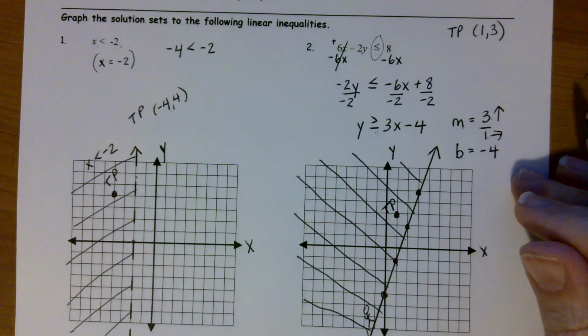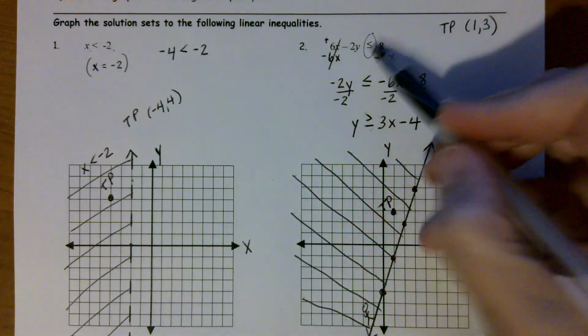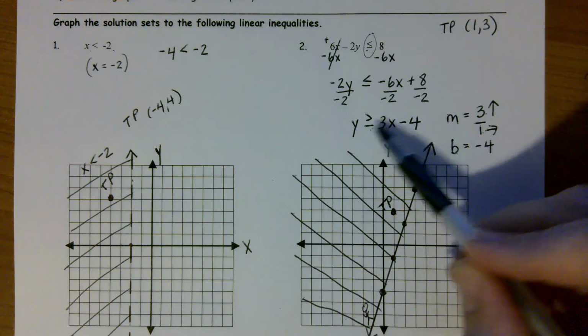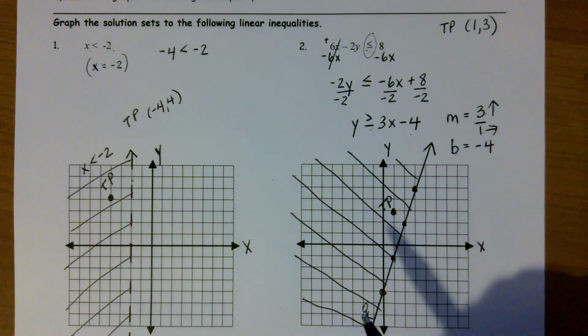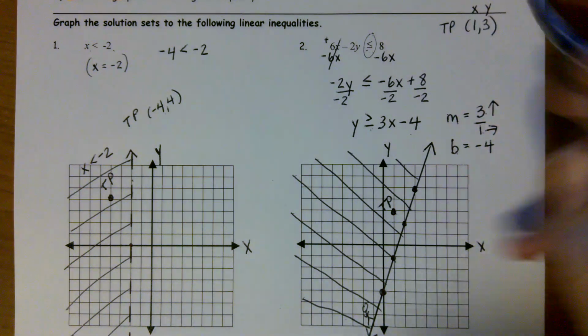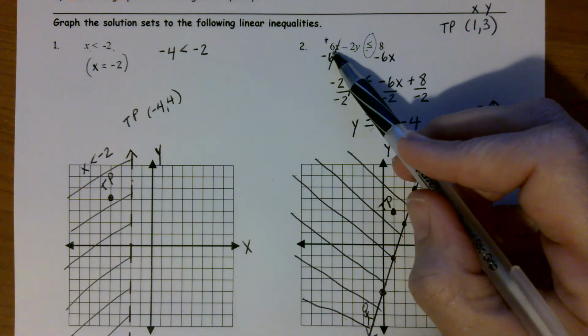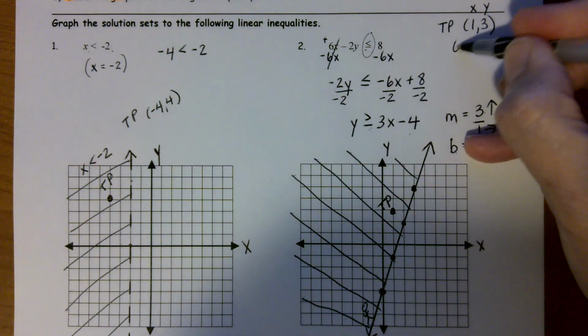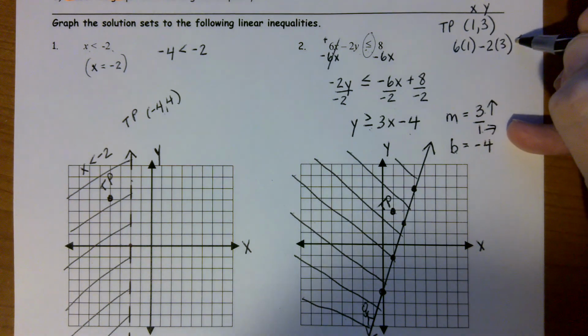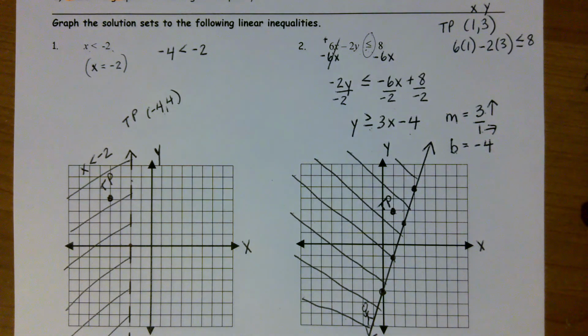What we're going to do is go back to our original inequality to substitute it in, just in case we made a mistake when we were simplifying this. So I remind myself the x value is a 1, the y value is a 3. So I'm going to substitute it in here. This is 6 times 1 minus 2 times 3. Is that less than or equal to 8?